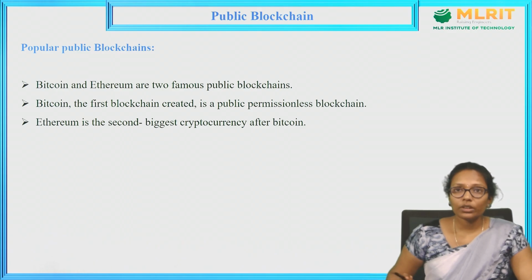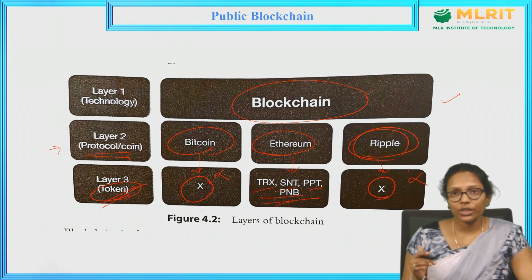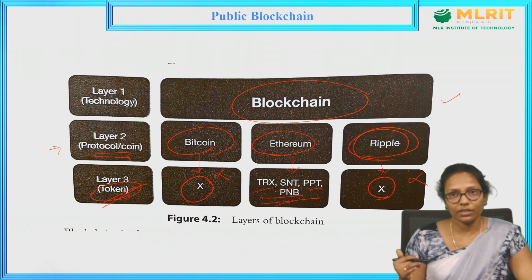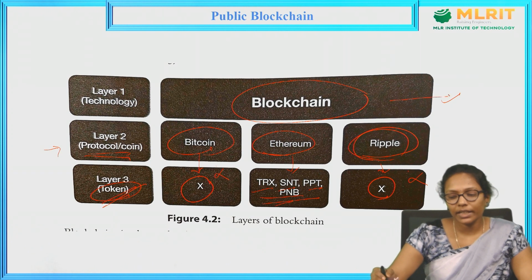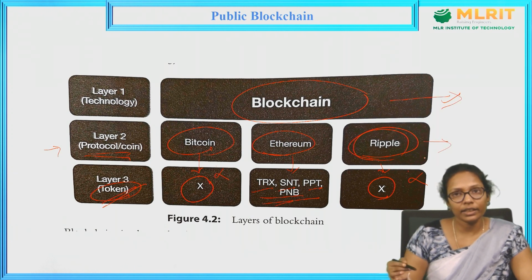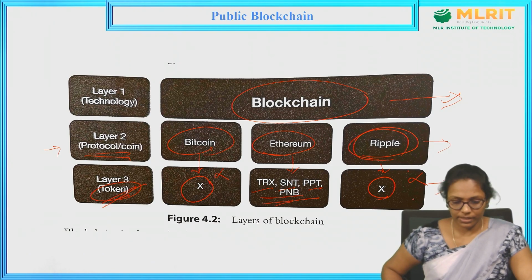So that's about the blockchain layers. We have 3 layers, not exactly the blockchain architecture, but only the layers we have in the blockchain. The initial layer indicates the blockchain technology. The second layer indicates different cryptocurrencies and their protocols. And the third layer indicates the tokens.